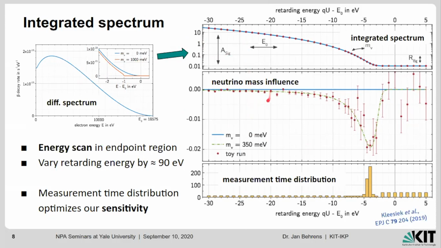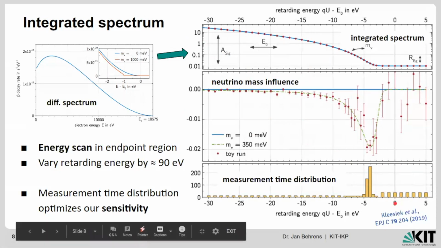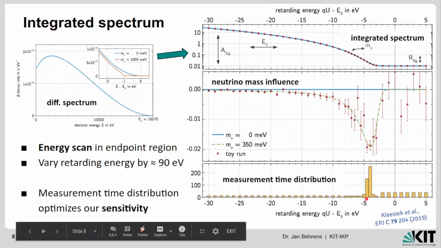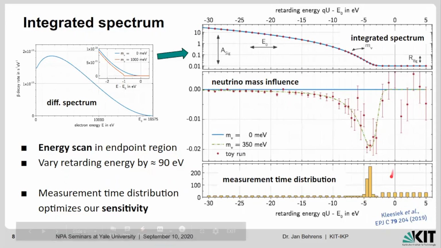And what we do to determine the spectral shape is we perform an energy scan in the endpoint region. So in this figure, the endpoint is close to the 0 value on the energy axis, and we vary the retarding energy by a few eV around the endpoint. And the retarding energy is just a filter energy, which means electrons above a certain energy threshold will be transmitted, and therefore we effectively perform an integration of this differential spectrum to determine the spectral shape. And then we can apply a fit with a few parameters, including the endpoint and the neutrino mass, to the spectrum. And you can see here that the influence of the neutrino mass is most prominent in a few eV range below the endpoint. So in this case, it's 5 eV. It depends on a few factors, of course. But for this reason, we perform the measurement in a few eV range around the endpoint.